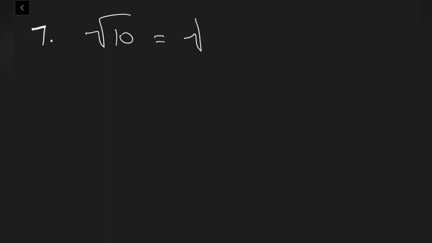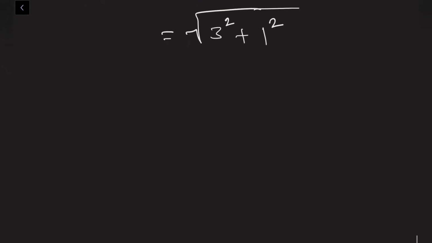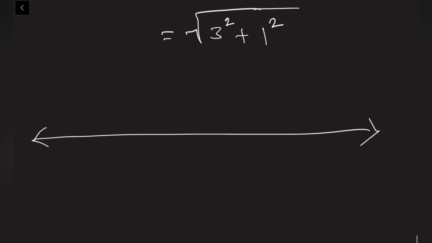This root 10 can be written as 9 plus 1. 9 is nothing but 3 square, and 1 can also be written as 1 square. So root 10 can be written as under root 3 square plus 1 square. Now I will draw just a normal number line, something like 0, 1, 2, 3, 4 and 5.